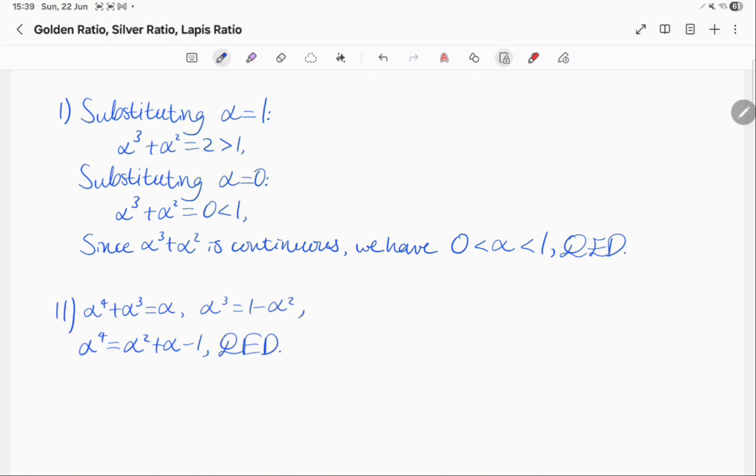Now, we can move on to part 2. Here, we can multiply the original equation by alpha to get alpha to the 4 plus alpha cubed is equal to alpha. And we can also rearrange the original equation for alpha cubed to get alpha cubed is equal to 1 minus alpha squared. Substituting this into the left-hand side equation, we have that alpha to the 4 is equal to alpha squared plus alpha minus 1, as required.